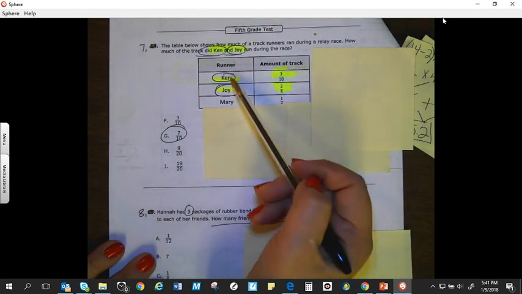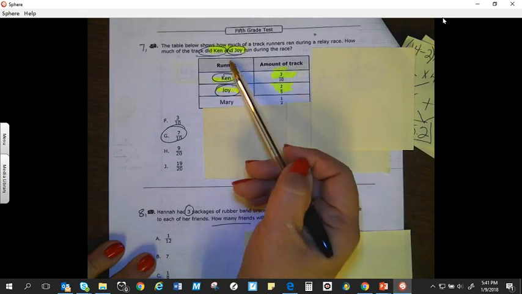So number 7, the table below shows how much of a track runners ran during a relay race. How much of the track did Ken and Joy run during the race? So the runner had to look for Ken and Joy, and I put here Ken and Joy. So I put Ken out to the side.